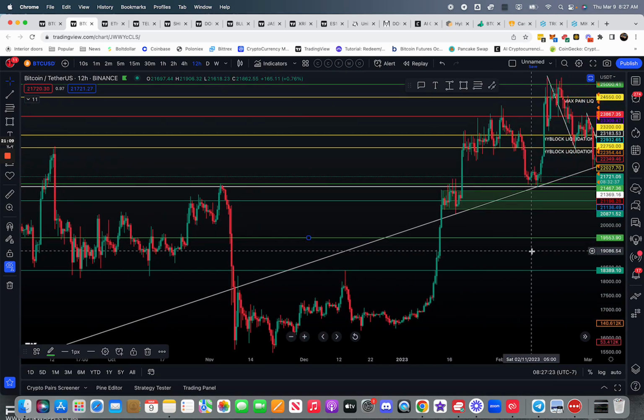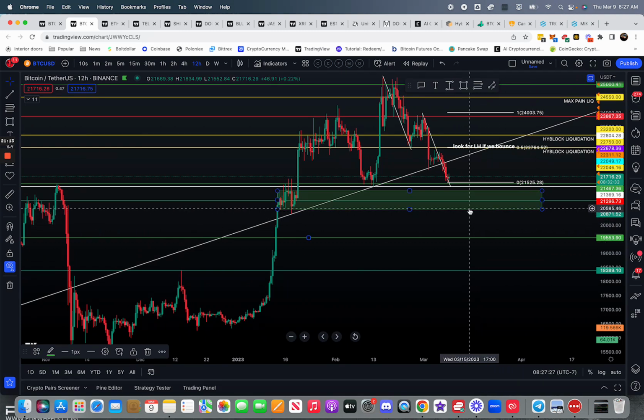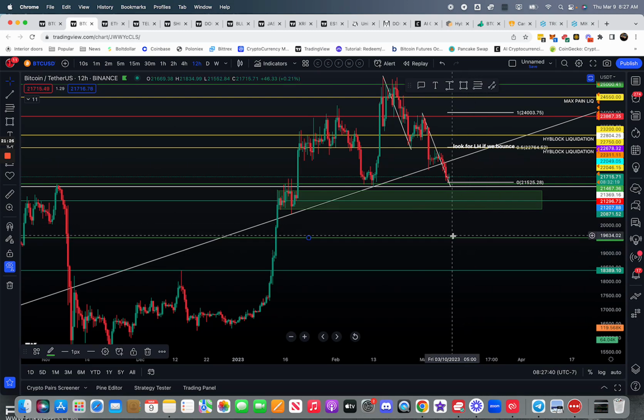So now that I move over here, this tells me that, you know what, we may not drop completely down. We may find a nice area here of support. And the crazy part about this area too is that there is a CME gap within this vicinity. If I'm not mistaken, it's at 19.8 or 20,000 for those that follow the CME gaps.